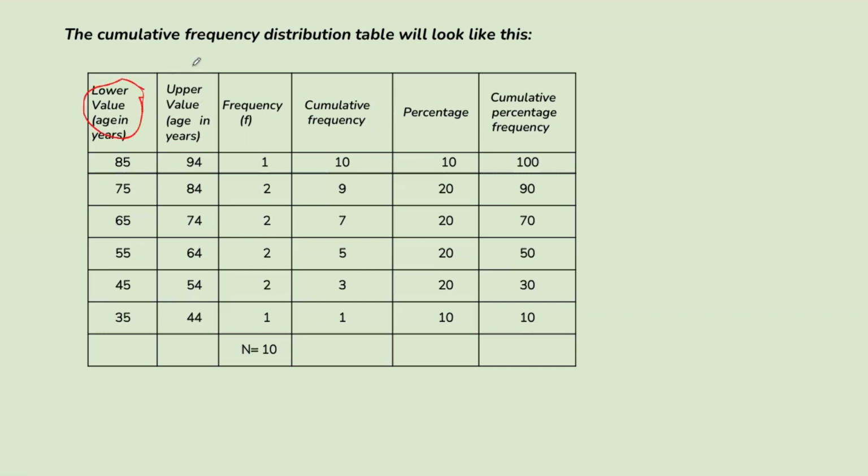Okay, and in the second column, you have to write the upper value. Then you have to write the frequency. Now we have to write a frequency for each. How will we do it? Again, the same method which we did. So what were the ages in years?